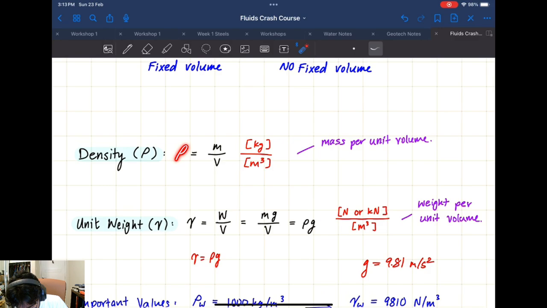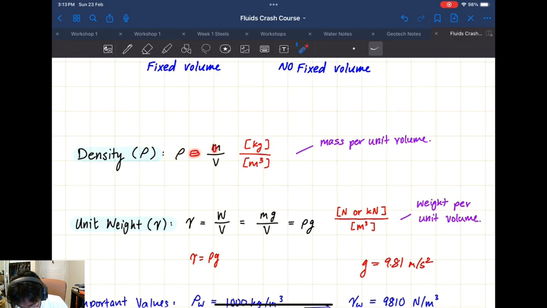Density equals mass divided by volume. We call this letter rho, or we just call it density. That's how you pronounce it, rho. So density is equal to mass over volume, and our units I've put in red over here: kilograms per meter cubed.